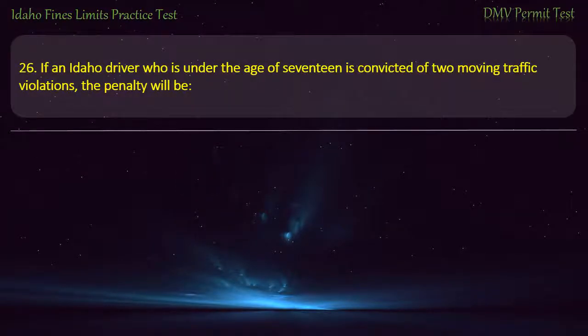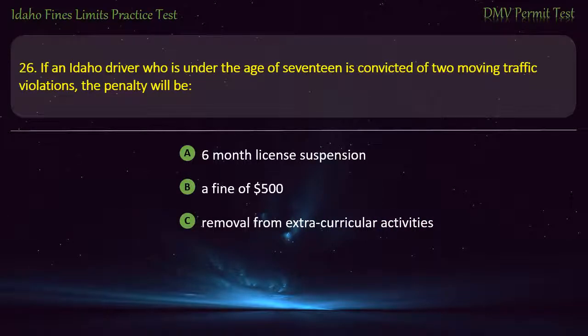Question 26. If an Idaho driver who is under the age of 17 is convicted of 2 moving traffic violations, the penalty will be: 6-month license suspension, a fine of $500, removal from extracurricular activities, 30-day license suspension. Answer: 30-day license suspension.